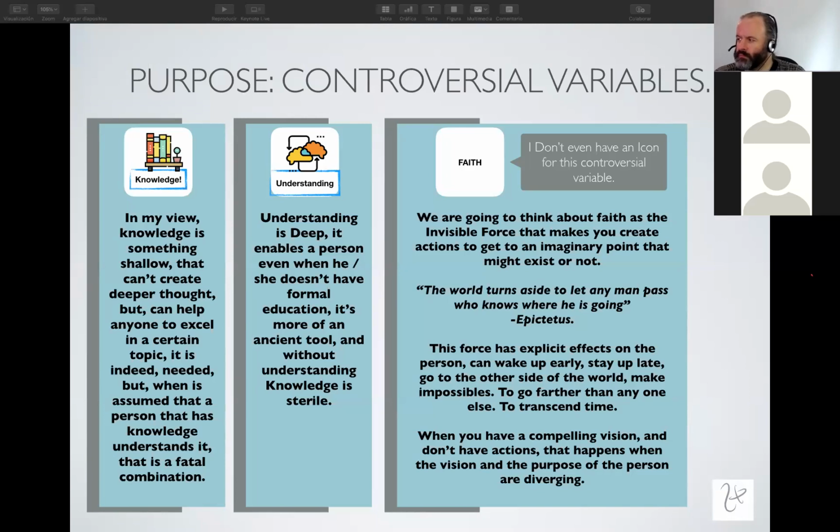When you have a compelling vision and you don't have actions, then what happens is that the vision isn't aligned to the person's purpose, or as I wrote it here, the vision and the person's purpose are divergent. They are divergent, so he can't get there. He won't get there anyway. I put these three variables aside because I thought they were the more difficult in this model.